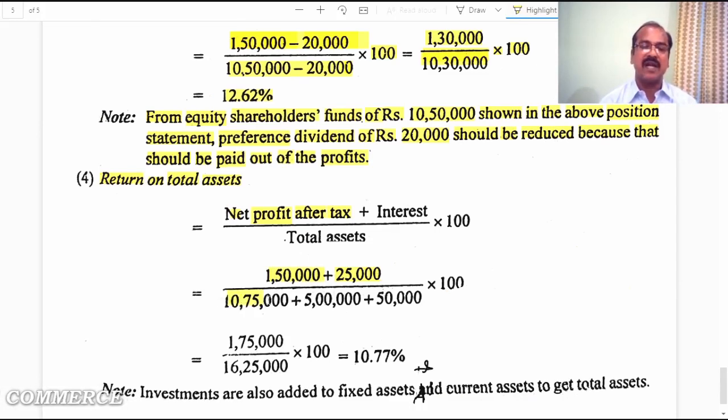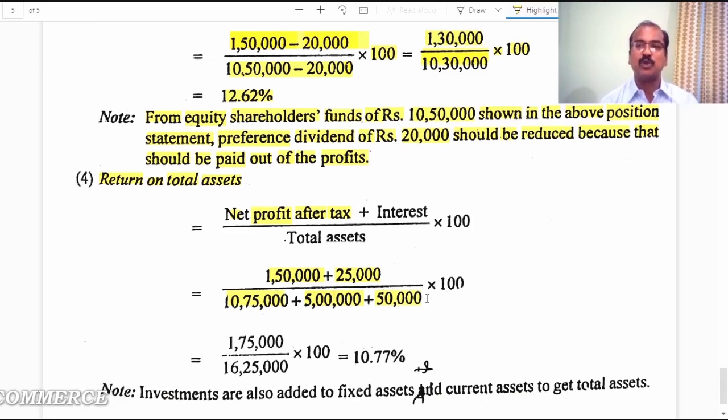assets. This is the value of fixed assets, this is the value of current assets, and this is the value of the investment in government securities done outside. Put together, it is the value of total assets. It comes to 16,25,000. Once again I tell you, 10,75,000 is the value of net fixed assets, 5 lakh rupees is the value of current assets, and 50,000 rupees is the value of investment in government securities outside the business. The total comes to 16,25,000.